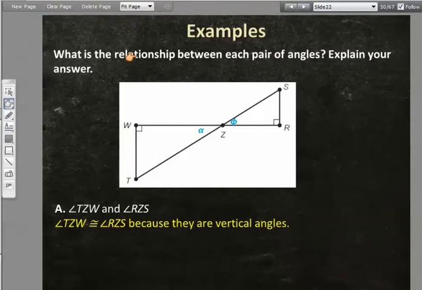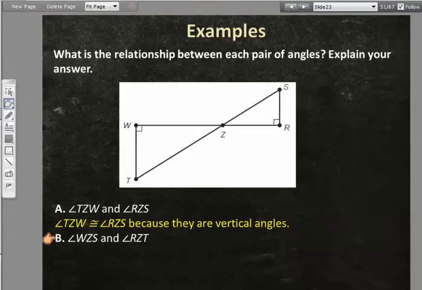But the relationship, whenever they ask you about relationships, means they want to know, are they equal, congruent, or add them together to equal 180, things like that. So here's the relationship. Angle TZW is congruent to angle RZS, and the reasoning is they're vertical angles.